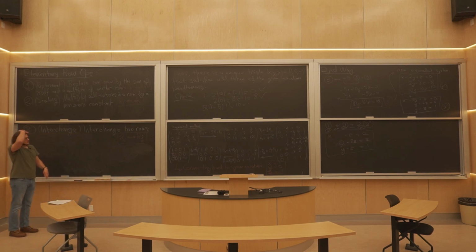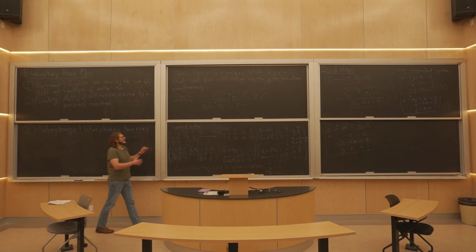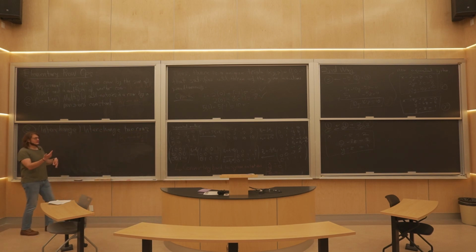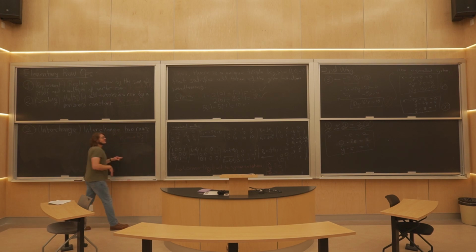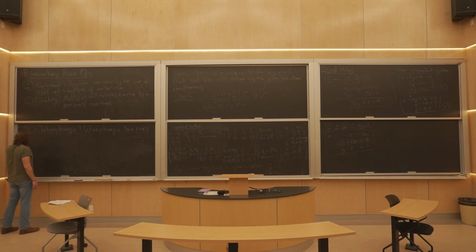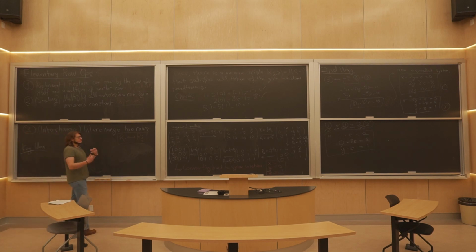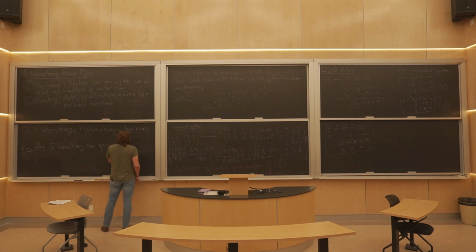So the big idea is that as long as you're using these three operations to modify an augmented matrix, the solution of the system that corresponds to the augmented matrix is not going to change. So let me just briefly say this. Key idea: elementary row operations preserve solutions. Let me just say it that way.